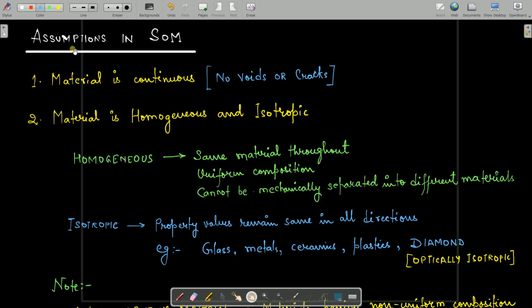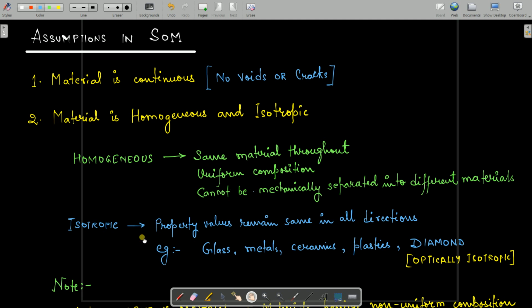Again, I am telling you these are assumptions, not the reality. We assume things in order to simplify our analysis. So this is our first assumption, and hence it simplifies our analysis. Second one: the material is homogeneous and isotropic. What is homogeneous? Homogeneous means there is the same material throughout. There is a uniform composition and it cannot be mechanically separated into different materials. These are the characteristics of a homogeneous material.